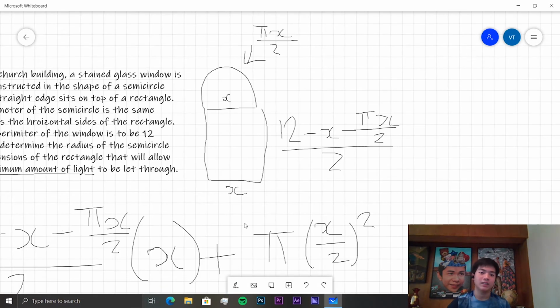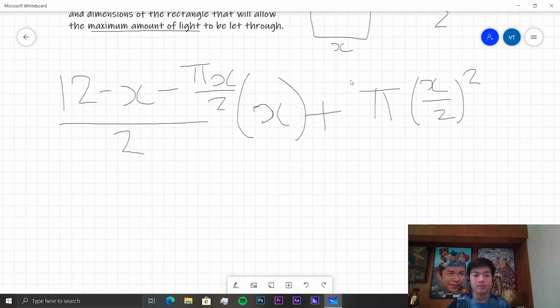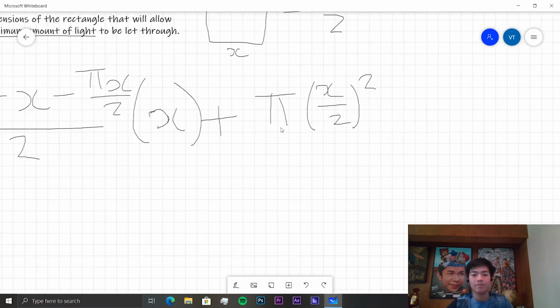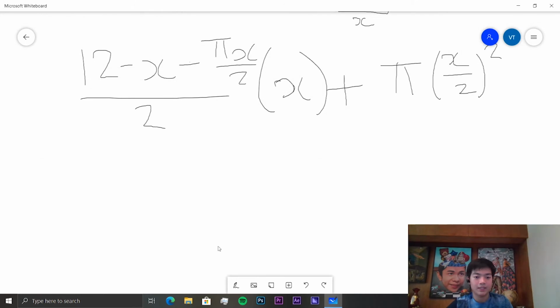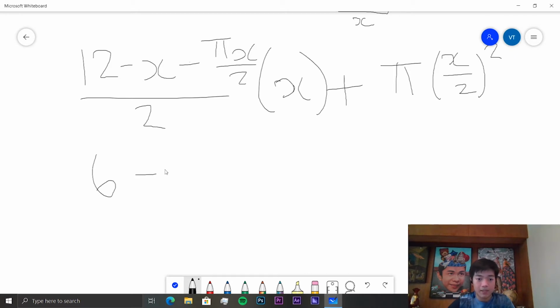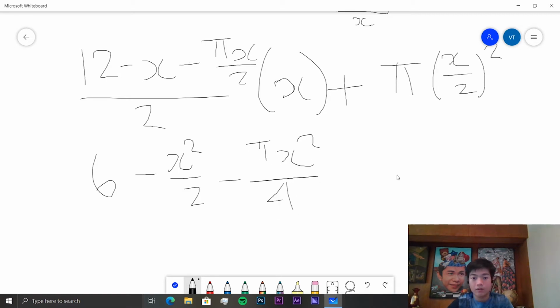And so this should give us the area. So, we want to find the maximum of this function. Let's just expand this so it looks a bit neater. So we have first 12 over 2, which is 6, minus x squared over 2, minus pi x squared over 4, plus pi x squared over 4. So it cancels out, very interesting.